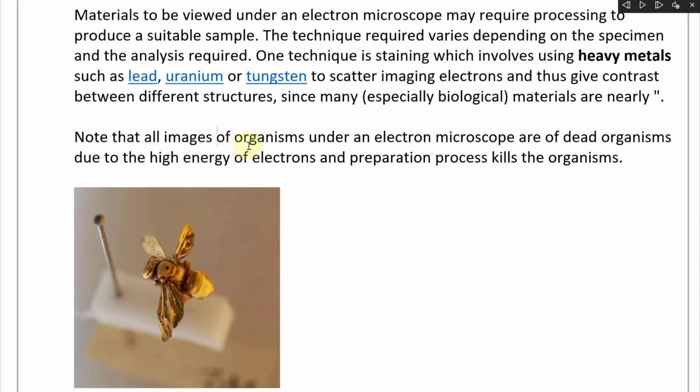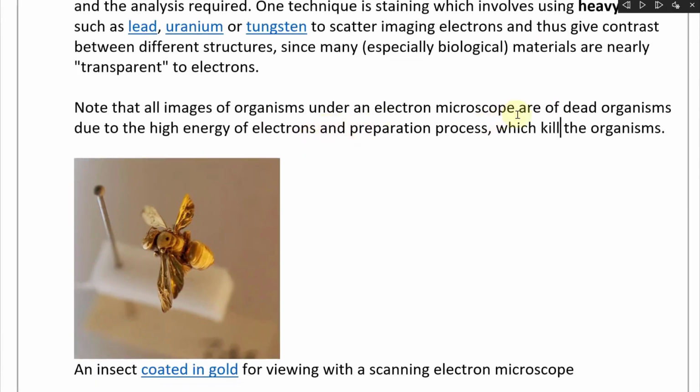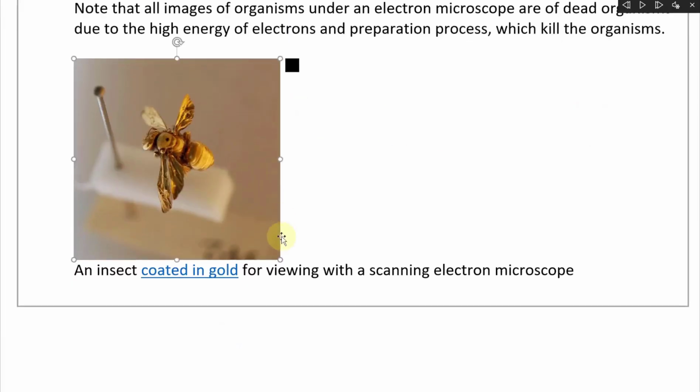Anyways, note that all images of organisms under an electron microscope are of dead organisms due to the high energy of electrons and the preparation process, which kills the organisms. Let me fix this grammatically incorrect sentence: which kill the organisms. So read that again: note that all images of organisms under an electron microscope are of dead organisms due to the high energy of electrons and preparation process which kill the organisms. Yes, which is quite remarkable if you think about it.